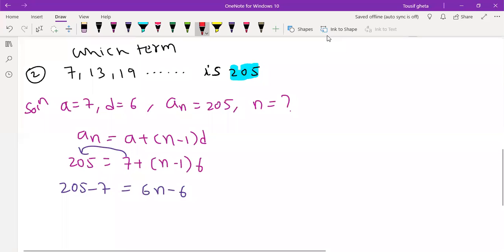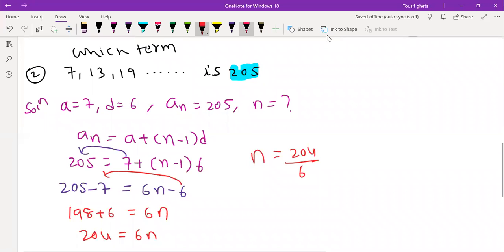So the 6 you will take then. 198 plus 6 is equal to 6n. 204 is equal to 6n. n is equal to 204 divided by 6. 6 ones are 6, 6 threes are 18 and 6 fours are 24. n is equal to 34 is the answer.